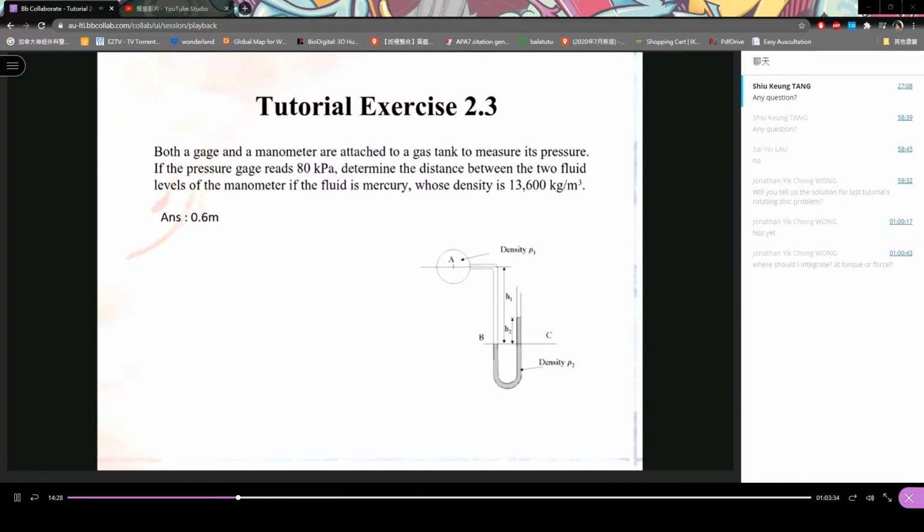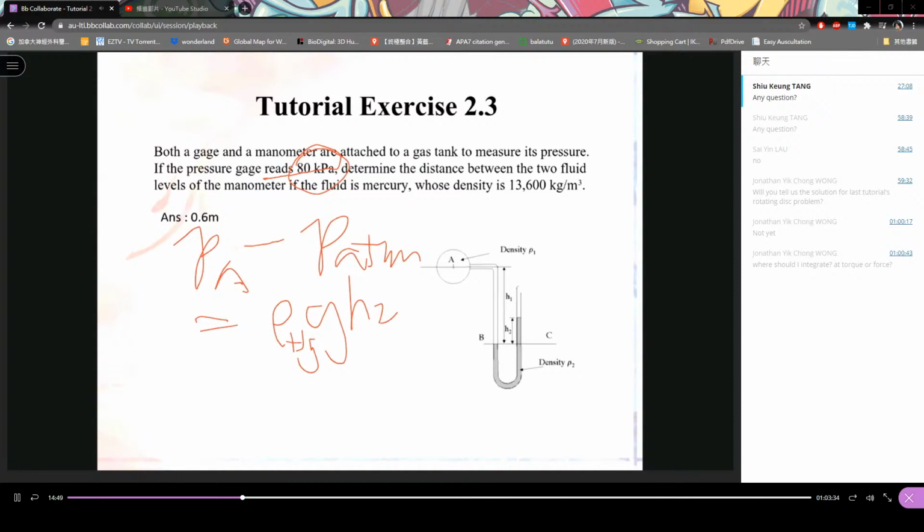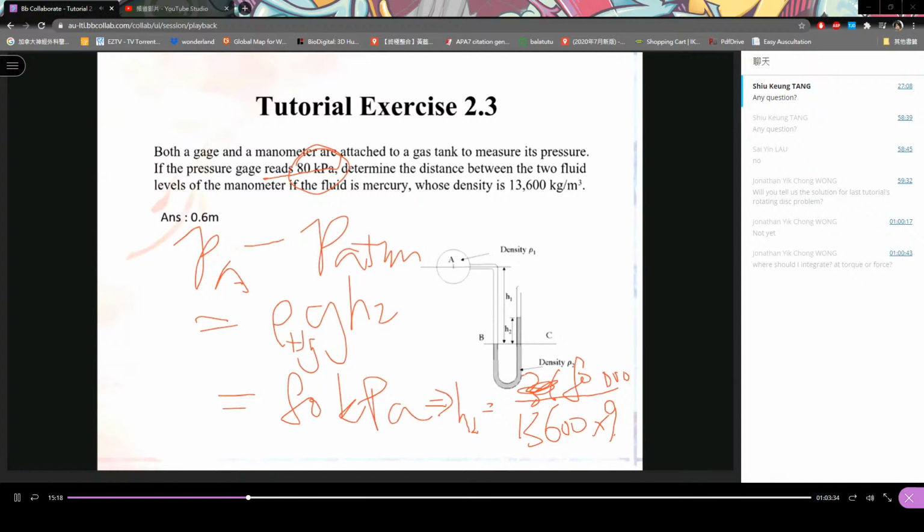So next, we will have P_A minus P atmospheric equal to rho g h2. Now you are told that the gauge pressure of the gas in tank A is 80 kilopascal. So over here you have 80 kilopascal. And then h2 is equal to 80 kilopascal, which is 80 times 10 to the power 3, divided by the density of mercury and then the acceleration due to gravity.